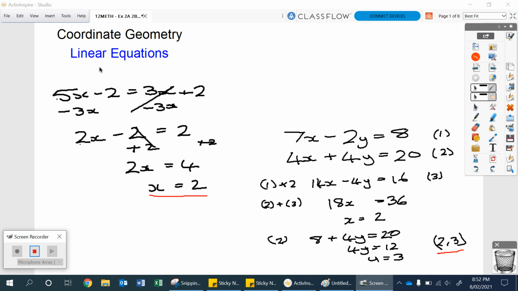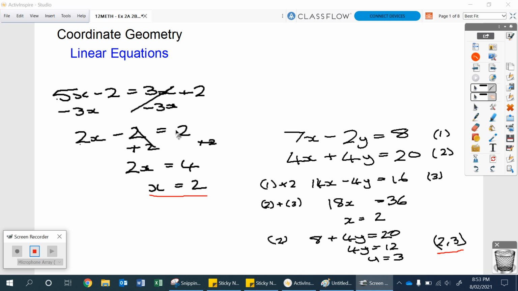So linear equations, we've got an equation 5x minus 2 equals 3x plus 2. We subtract the smallest value, the minus 3x. Same on the other side, we rewrite out the equation. Always, we're going to eliminate something and rewrite out the equation. We want to get rid of one of the unknowns first because we only want one unknown there. 2x, so we're left with 2x minus 2 equals 2.